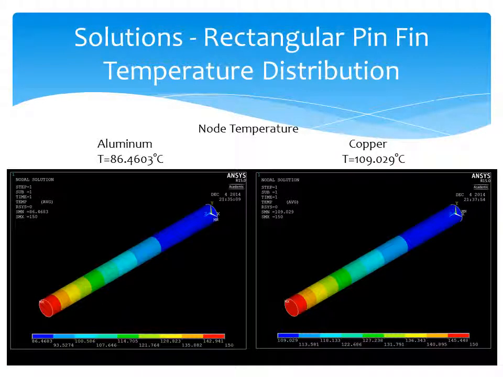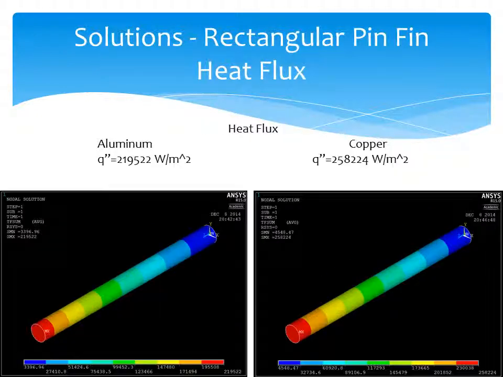For our pin fin, the aluminum ended in 86 degrees C and the copper in 109 degrees C. Copper is a little bit higher temperature. The heat flux in the aluminum was 219,000 watts per meter squared, whereas the copper was 258,000 watts per meter squared.